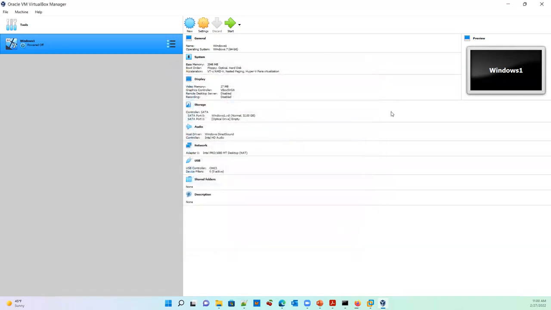Sorry to interrupt, but can I ask you something? When I choose the bridged adapter, it shows a warning that says, do you want to allow your PC to be discoverable by other PCs and devices on this network? What should we choose? Yes, make it yes, so it's easier for you to communicate.